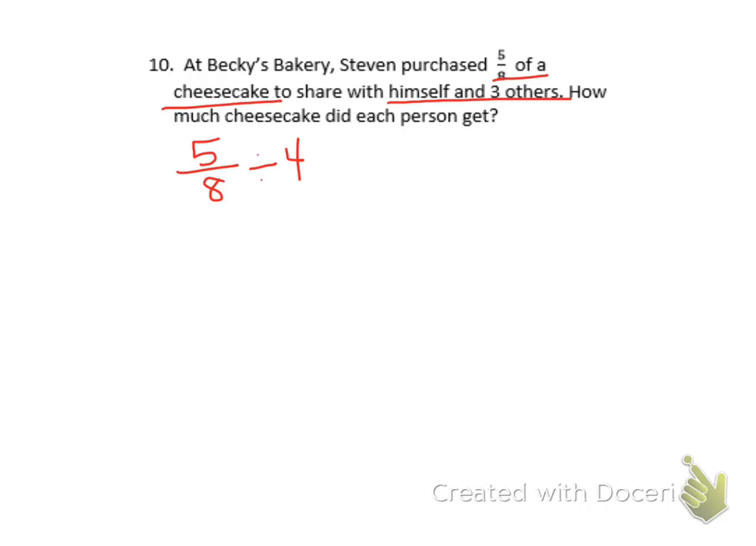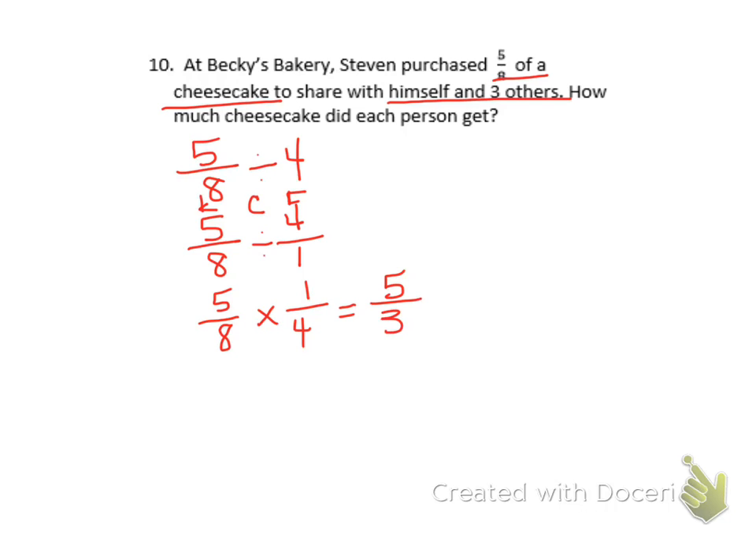Alright, so first I need to change that 4 to 4 over 1. Now I'm going to keep, change, flip: keep the 5/8, change the division to multiplication, and flip that 4 over 1 to 1 over 4. Then I can multiply across, and I get 5 over 32. That cannot be simplified, so they each get 5 over 32 of the cheesecake. That's how much they get a piece.